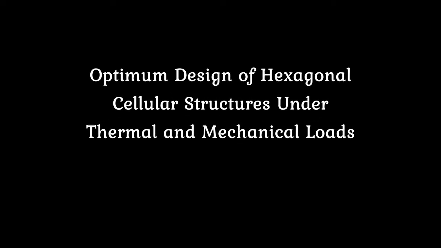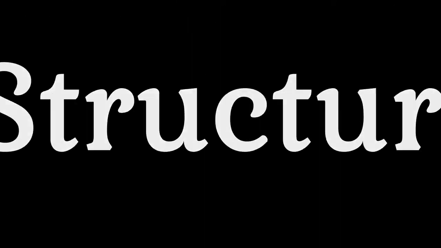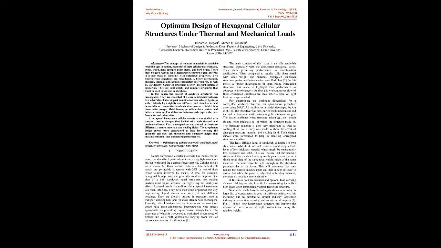Optimum design of hexagonal cellular structures under thermal and mechanical loads. Abstract. The concept of cellular materials has been available in nature for a long time. Examples of these cellular materials are bones, wood, glass sponges, plant stems, and bird beaks. There must be good reasons for it.